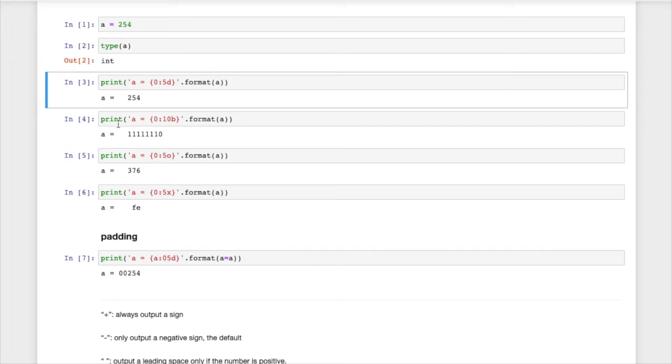And if we do the same with b, we get a binary a. And if we do it with o, we get an octal a. It is very obvious, these examples.